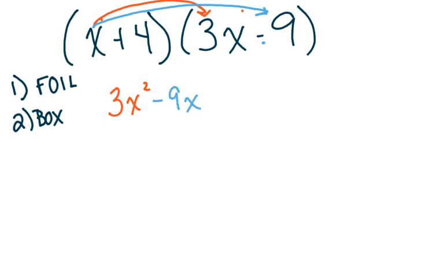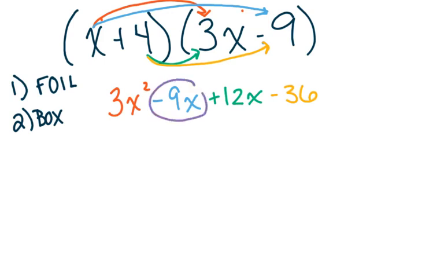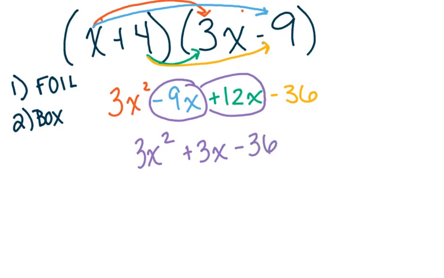And then the next term that you're going to have is your inner. So 4 times 3x gives me a positive 12x. And then you're going to have your last terms, 4 times negative 9, which is negative 36. Now that you have this done, you're going to combine your like terms. I can combine negative 9x and positive 12x. So I'm going to bring down my 3x squared, then negative 9x plus 12x gives me 3x, minus 36. And there's the product of your two binomials using the FOIL method.